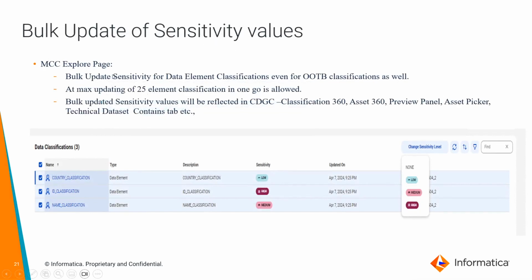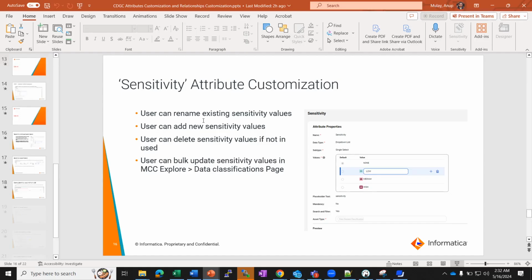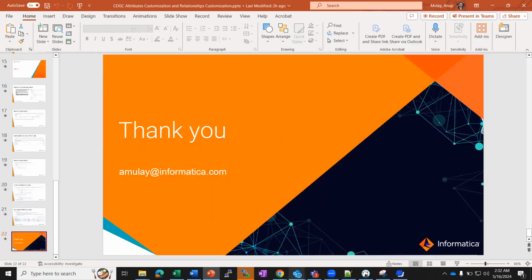Now, the bulk update of sensitivity values. In the MCC page, we have these data classifications. After this April release, we have these tick marks. At a time we can tick mark 25 classifications, and in one go we can change their sensitivity. Once the sensitivity is changed, it will reflect in all these areas. So let's have a quick demo on this one as well.